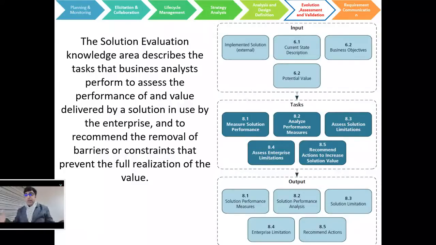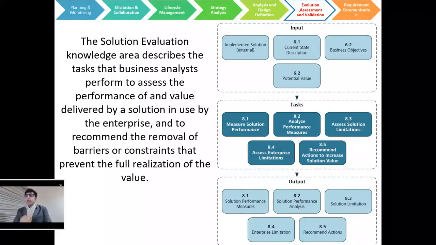Okay, so once again, welcome back, and we are almost at the second last stop of our journey now. This stop is called solution evaluation, assessment, and validation. It means this is the place where I'm going to be discussing the technical things.